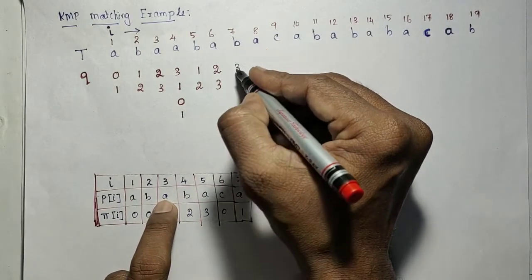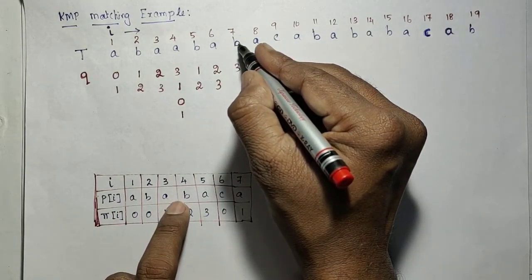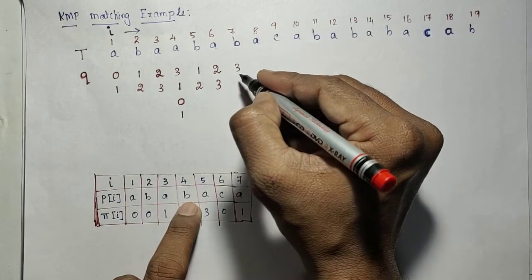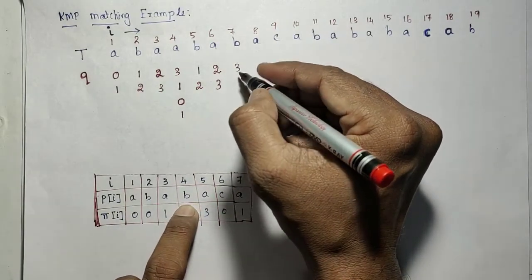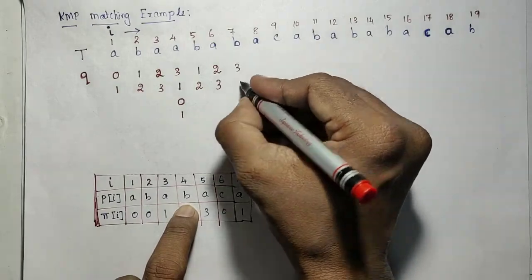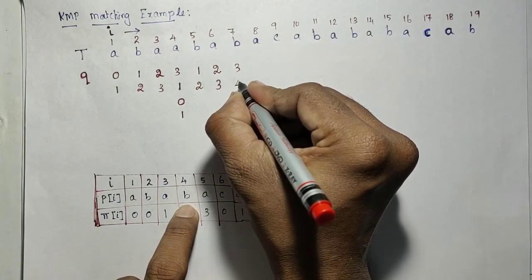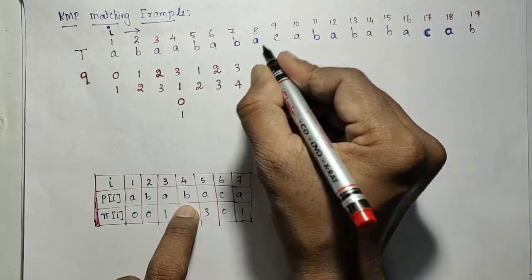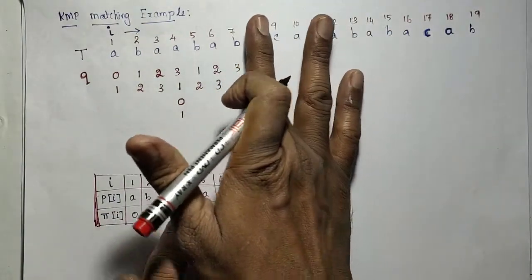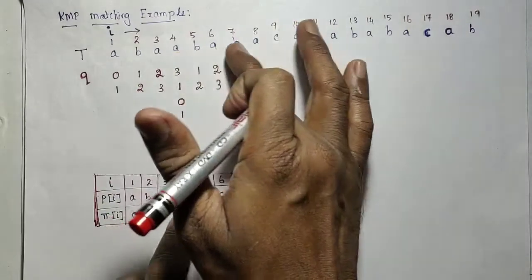Now the initial Q value is 3. So that character B with the fourth character. The fourth character is B. Sorry, both are equal. Both are equal means it will be incremented to 4. So in the next iteration, 4 represents that up to this, the last 4 characters are matching.